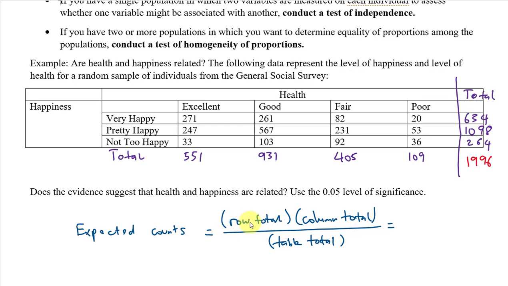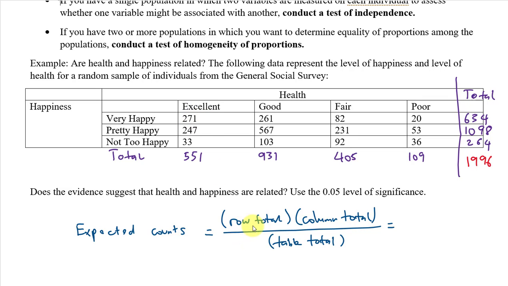So the row total, the column total, and the table total. We can use this formula, the expected counts, and find that for each of the cells inside the table. For example, let's consider the first one, 271. If I look at this single cell, I want to find the expected count for this specific location.